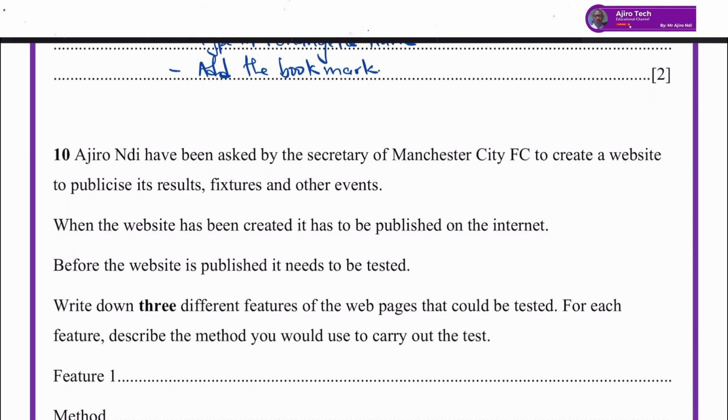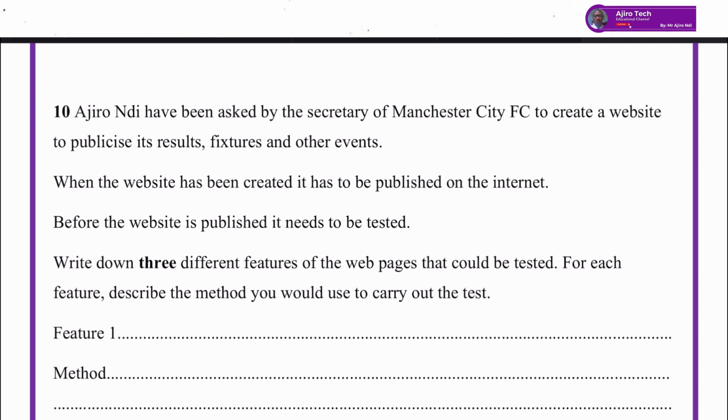Ajiro ND has been asked by the Secretary of Manchester City FC to create a website to publicize its results, features, and other events. When the website has been created, it has to be published on the internet. Before the website is published, it needs to be tested. Write down three different features of the web page that could be tested. For each feature, describe the method you will use to carry out the test.